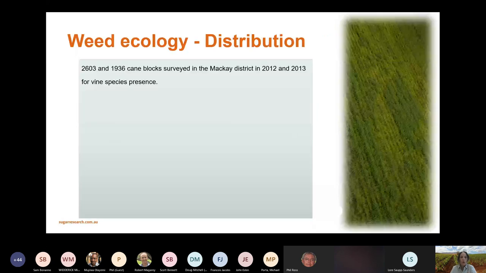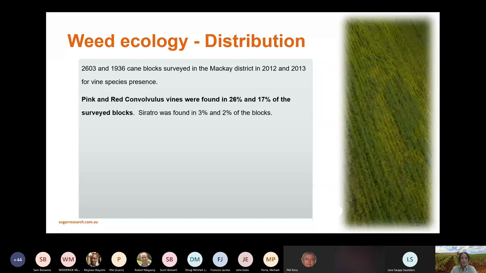So what do we know locally? I carried out a study in Mackay, when I was based there in 2012 and 2013, where I inspected about 2,000 blocks for vine species presence. In 2012, I found that 26% of the surveyed blocks were occupied by pink and red convolvulus at some level of infestation. In 2013, 17% of the surveyed blocks had pink and red convolvulus vines. I also found about 3% and 2% of the blocks had cilantro.